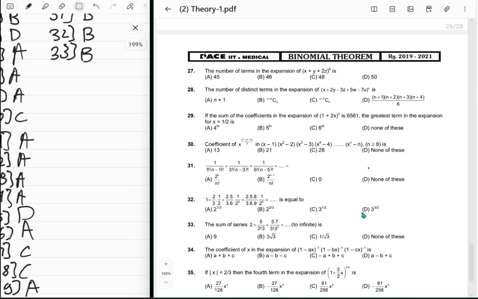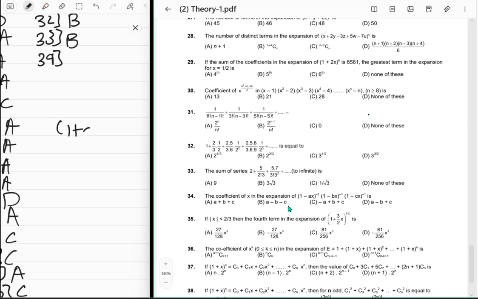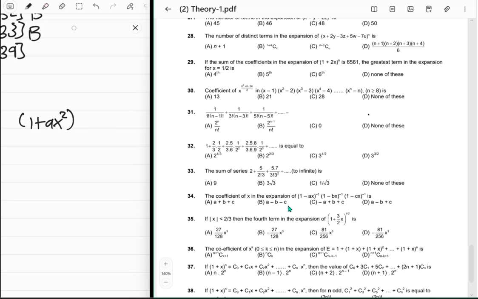Okay, let's go to 34th. The coefficient of x in the expansion of 1 minus ax power -1, 1 minus bx power -1, and so on. Okay. I mean, this is just fine. So like if you could remove the x squared and all the higher powers, then what you would get. Basically like that. It's gonna be 1 plus ax plus some stuff with x squared, which we'll just ignore. It's supposed to be x, sorry, not x squared.